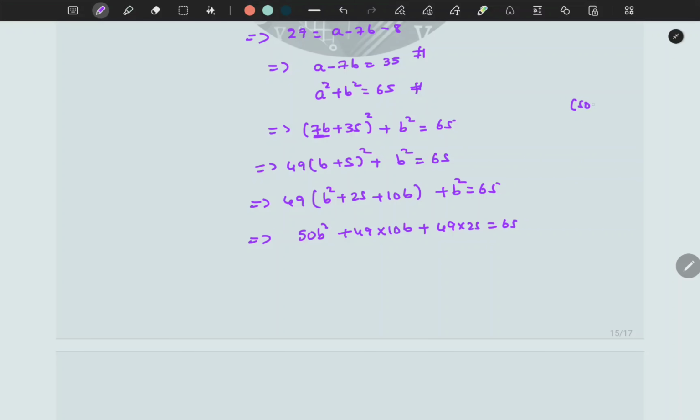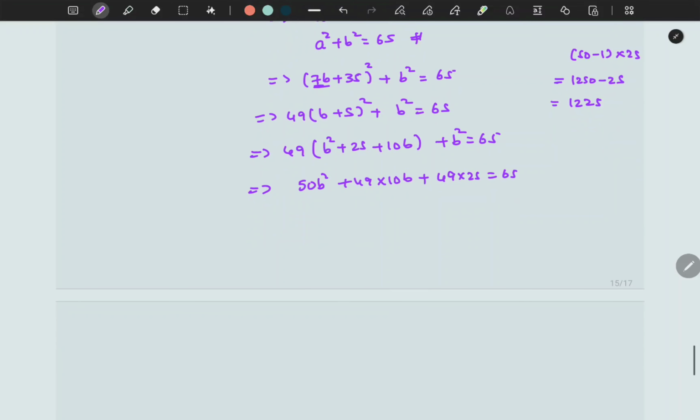49 into 25 we can write as 50 minus 1 into 25. 50 into 25, this should be 25 into 5 is 125, so this should be 1250 minus 25, so it should be 1225, right? So ultimately we have 50b square plus 490b. Now, 1225 minus 65, what will it be? 1160.